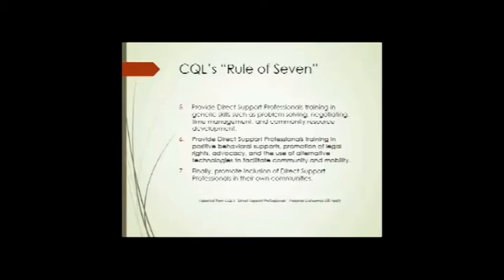Number 6, provide direct support professionals training in positive behavioral supports, promotion of legal rights, advocacy, and the use of alternative technologies to facilitate community and mobility. And finally, number 7, promote inclusion of direct support professionals in their own communities. Inclusion for people with disabilities will require that direct support professionals are part of their own communities. Organizations can encourage direct support professionals to establish their own linkages with their communities by becoming engaged in the cultural, religious, social, economic, and civic community organizations.